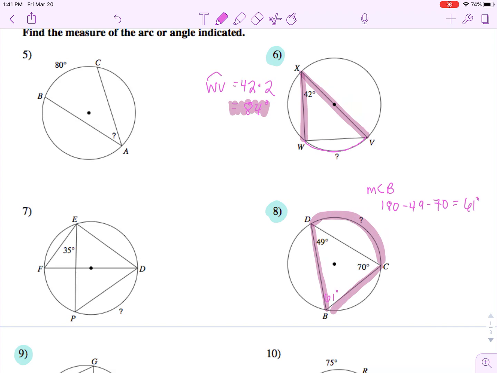So I like to label that on my diagram. And now from here, I can find the measure of arc DC. We know that inscribed angles are half of the intercepted arc. So that means intercepted arcs are double their inscribed angle. So we're going to take 61 and multiply that by 2, and we'll be left with 122 degrees.